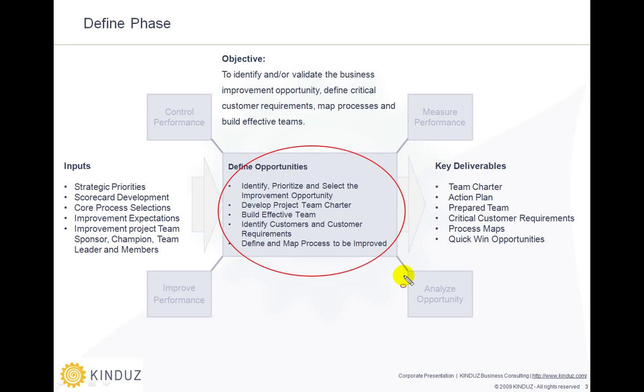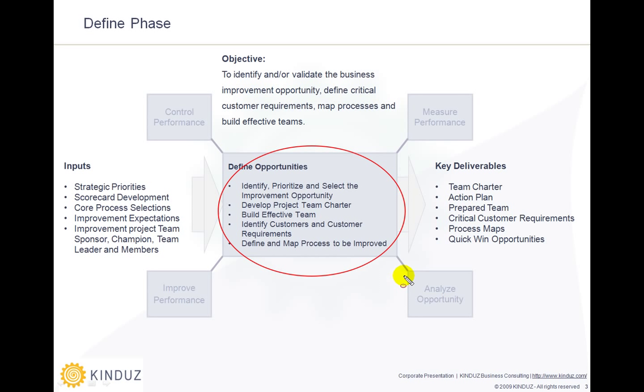You also develop a project team charter, which is a group of people from different areas of the business process that will be involved with you in leading this initiative and making sure that the initiative is successful. You build an effective team.